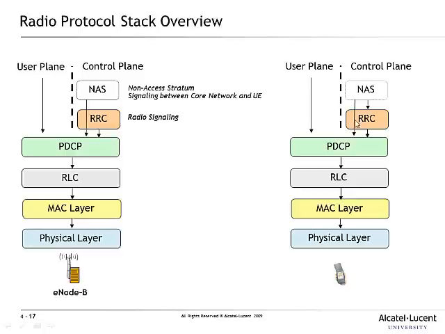So the RRC is a protocol that's only used in the control plane. It's a protocol that is used to set up a bearer. Remember, before any communication gets started, we have the concept of a bearer that needs to be set up between the UE and the E node B, and between the E node B and the rest of the network. So the setting up of this bearer is an important function of the RRC.